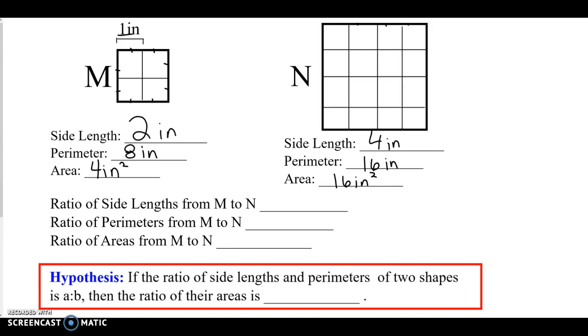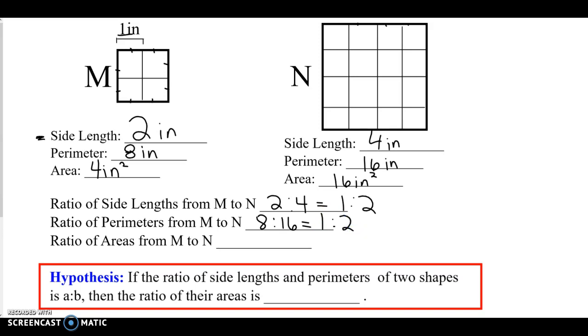So review, we're looking for the ratio of side lengths from M to N. So from small to large. That's our ratio of side lengths. 2 to 4, which reduces, like you said, to 1 to 2. Don't forget we reduce our ratios just like we reduce fractions. What about our perimeters? 8 to 16, which reduces to 4 to 8, which is 1 to 2.